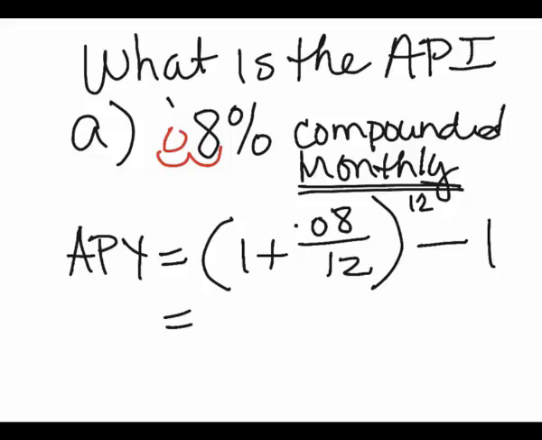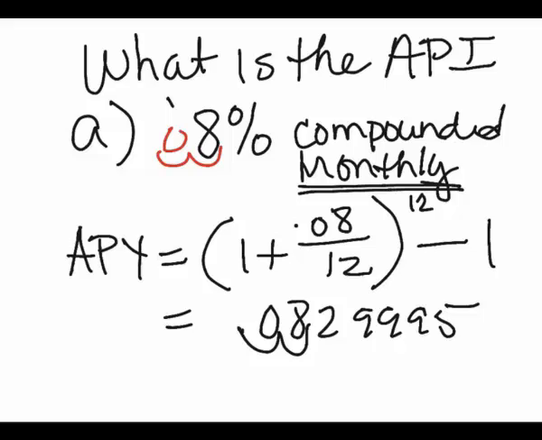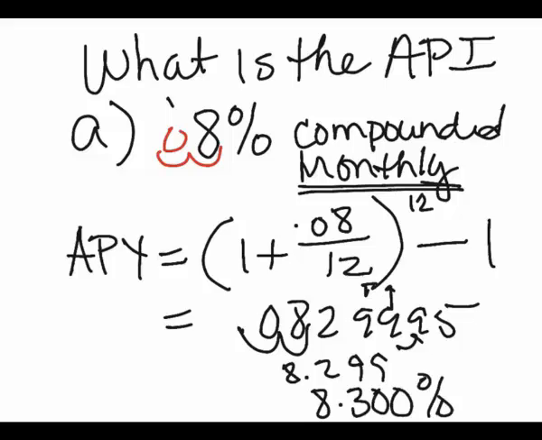When I compute this, I get 0.08299995. Let's say I wanted to round to 3 decimal places. Remember, I have to move this over twice, so that's 8.299. I look after and I see that's a 9, so all of these are going to go up. So my final answer is 8.300%.